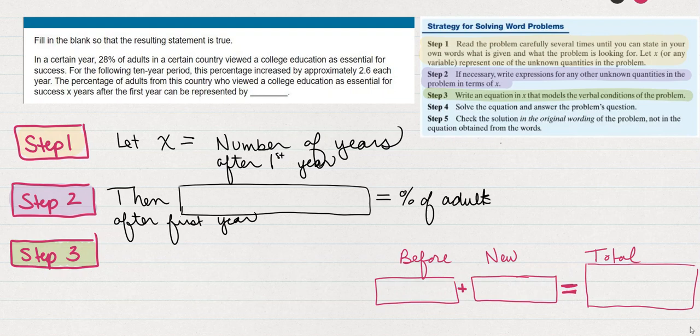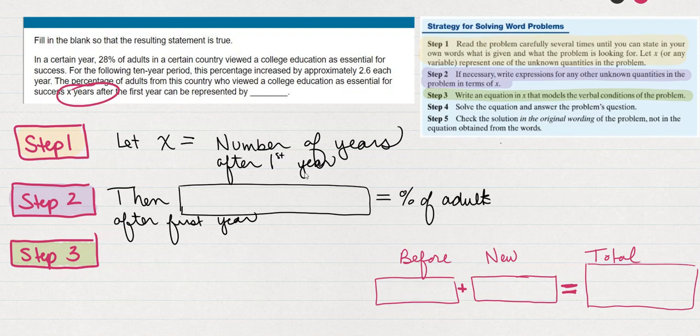So you'll see that what I've done here to start with is I have stated what X is equal to, and I pulled this one right out of the problem. Sometimes we have to come up with our own X, but they're telling us the percentage of adults from a country who viewed a college education as essential X years after the first year. So I know that I can let X equal the number of years after the first year.